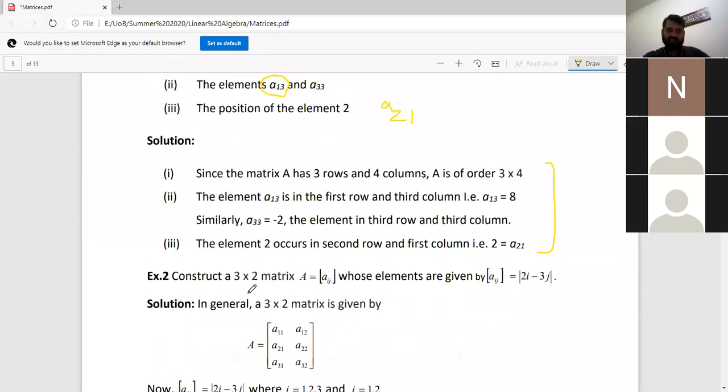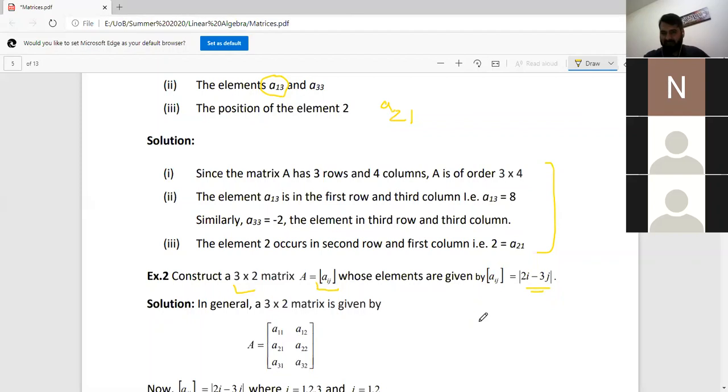He said, second example, construct a 3 by 2 matrix A whose elements are given by 2i minus 3j, mod. So how can we find a matrix when a general Aij is given to me? It means my 3 by 2 matrix should have 3 rows and 2 columns. Agree? A 3 by 2 matrix has A11, A12, A21, A22, A31, A32. Now I have to find these numbers. How will you find these numbers?